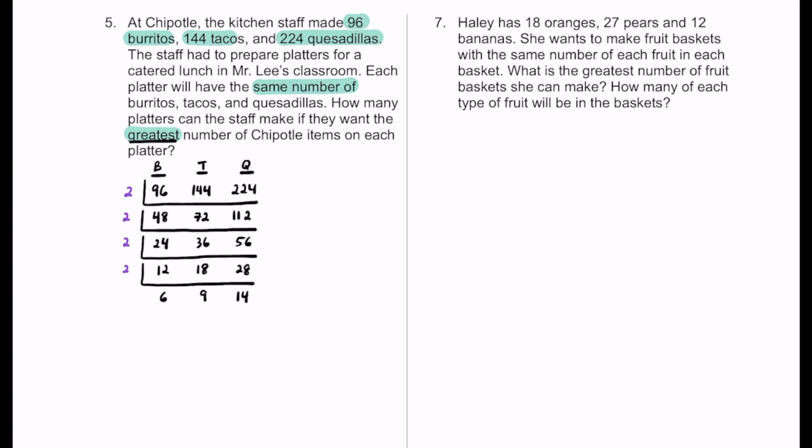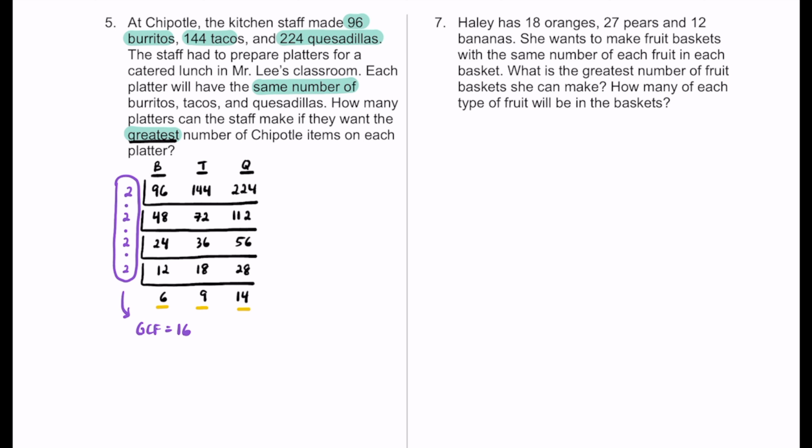So I think at this point, 6, 9, and 14 are relatively prime. There's no other number besides 1 that goes into all of them. And then so we can go ahead and multiply all the 2's on the side here. So 2 times 2 is 4, 4 times 2 is 8, 8 times 2 is 16. So that means the GCF here would be 16.